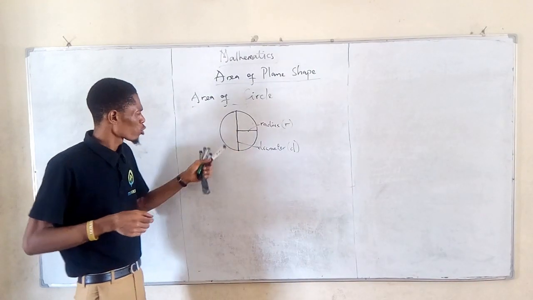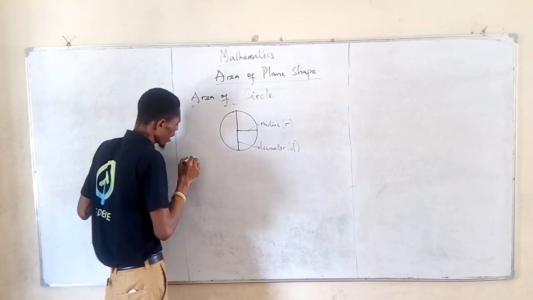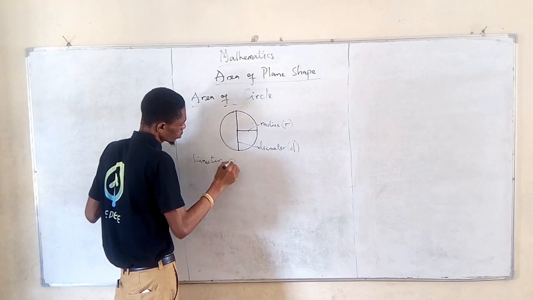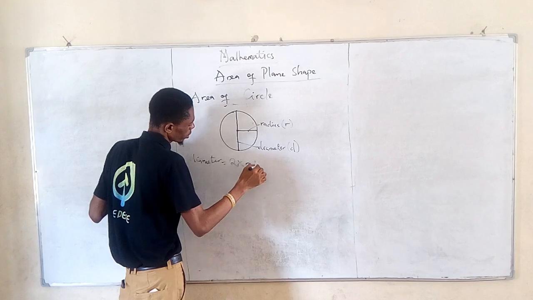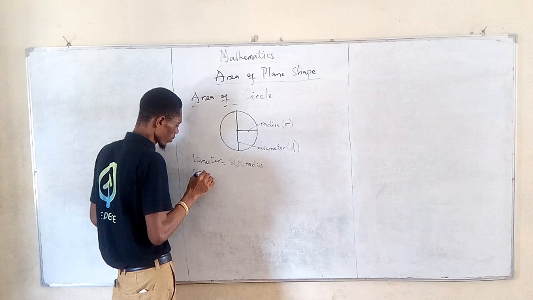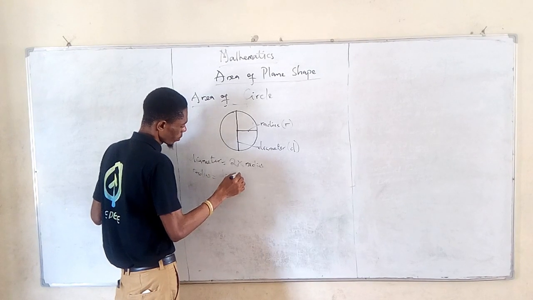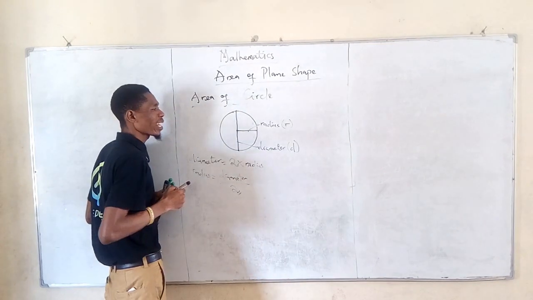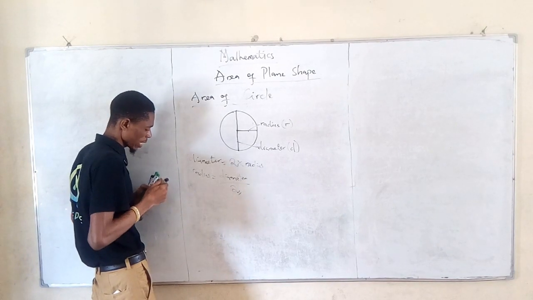If you look closely, from here to here is the radius, from here to here is the radius. So your diameter is equal to 2 times your radius. And your radius is equal to your diameter divided by 2.